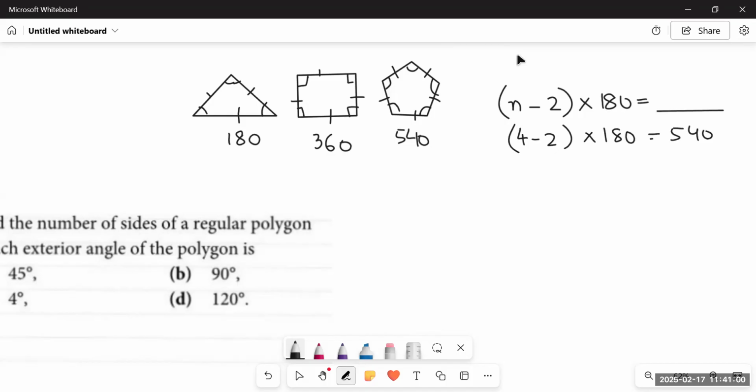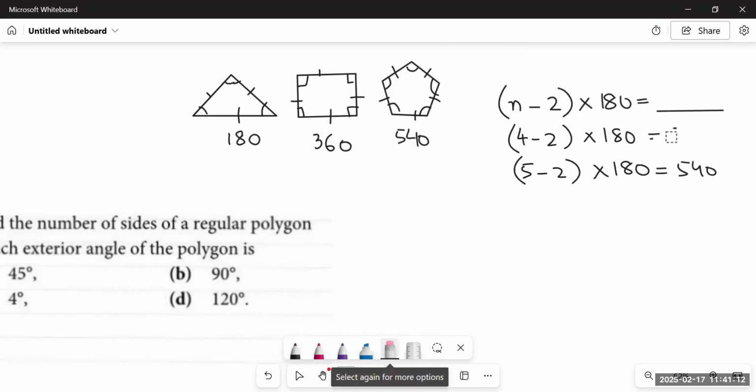Right? Similarly, if we talk about a pentagon, a pentagon has 5 sides. So we'll subtract 2 from 5. We'll get 3. 3 multiplied by 180 is equal to 540. So is that clear, students? That is how we can easily calculate the sum of angles in any polygon. This is basically related to questions 1 to 3.